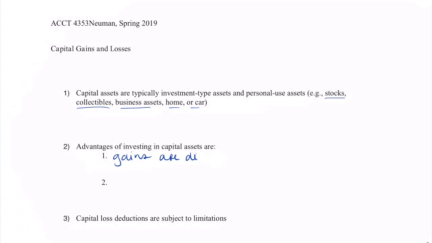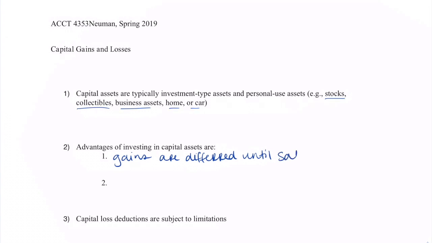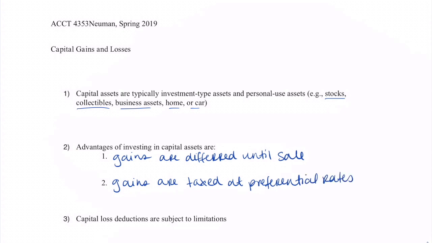Oh, I need to check my spelling here. Deferred until you sell the asset. The second one is that the gains are taxed at preferential rates. So we have our capital gains tax rate schedule that you're already familiar with.